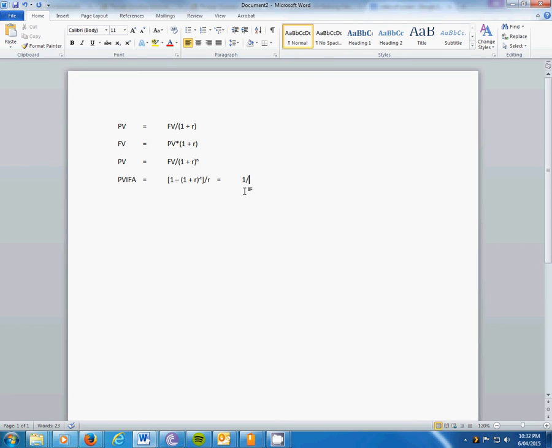So I could equally write this as 1 divided by 1 plus r to the power of t, times 1 divided by r. That is basically the same function.